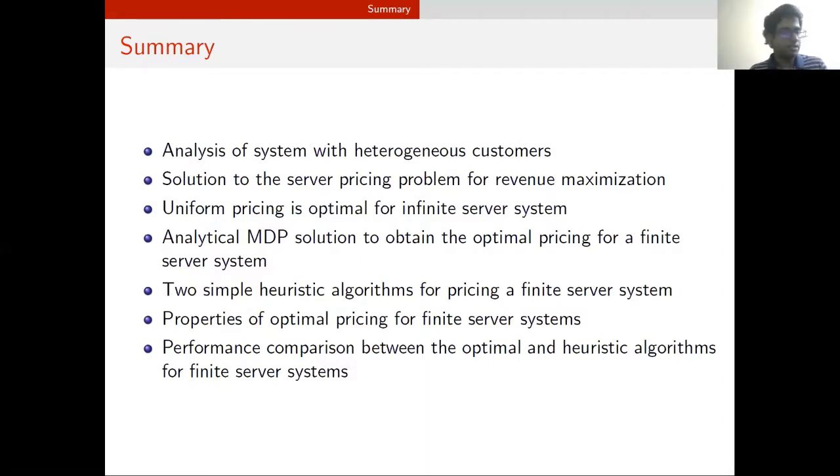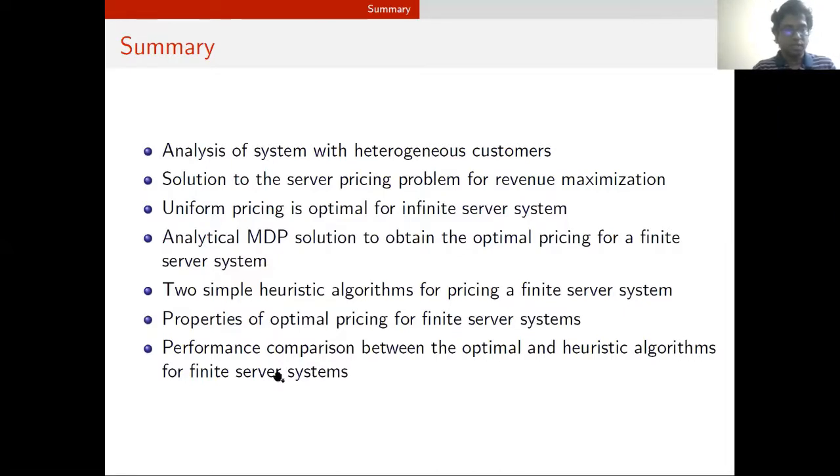Often in MDPs, you don't get analytical results unless it's for very particular simple systems. However, in this rather general case, we are able to obtain a tractable analytical solution by solving a fixed point equation. And further, we also develop two simple heuristic algorithms for pricing a finite server system. One we get from the uniform price and one we get from the infinite price. We study the properties of optimal pricing and we observe some very interesting trends in the revenue and the price, how the price varies, how the revenue varies as we vary certain parameters of the system.